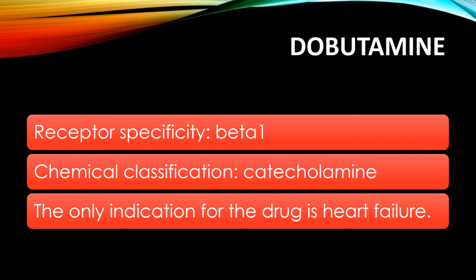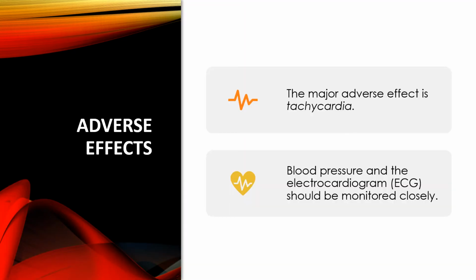Next would be dobutamine. The receptor specificity is only for beta-1. Chemical classification, it is a catecholamine. For the actions and uses, at therapeutic doses, dobutamine causes selective activation of beta-1 adrenergic receptors, and the only indication for the drug is heart failure. Now, for the adverse effects of dobutamine, the major adverse effect is tachycardia. Blood pressure and the ECG or electrocardiogram should be monitored closely while giving dobutamine.